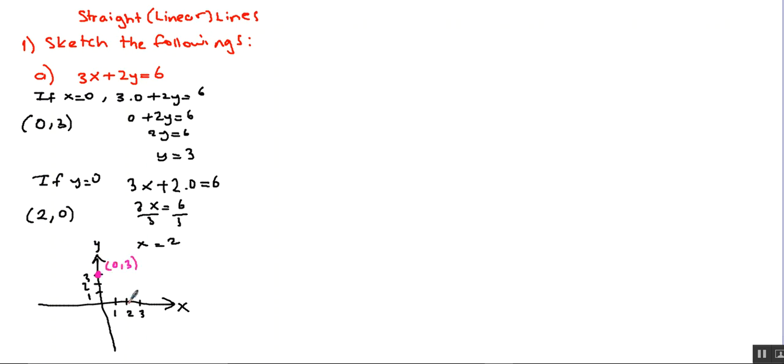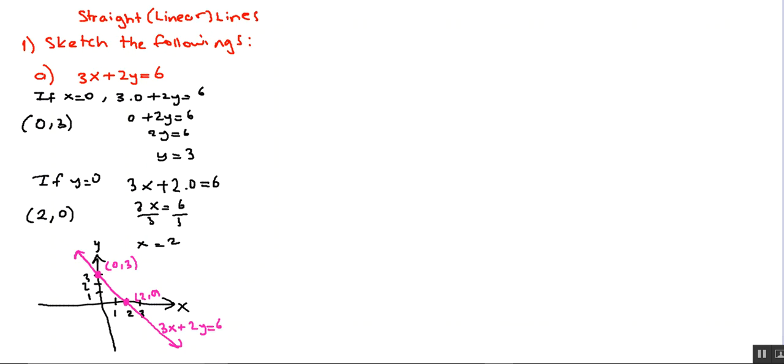Where is the point 2, 0? X is 2, y is 0. It is here, 2, 0. So what we do, we join these 2 points. And after joining them, draw 2 arrows at the end and write the equation of the line on it. 3x plus 2y is equal to 6. This is how we sketch a straight line.